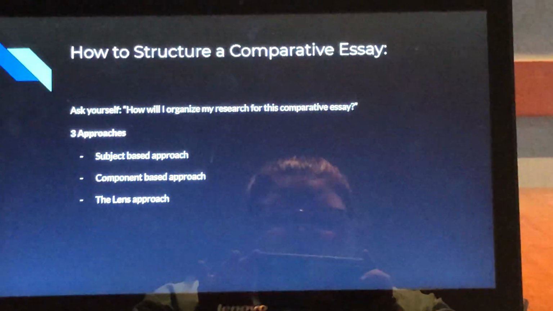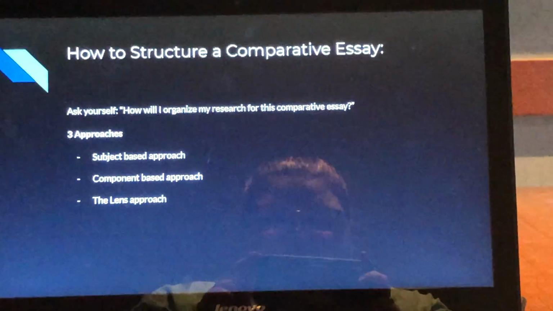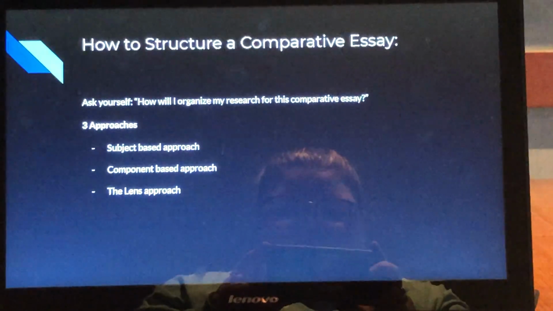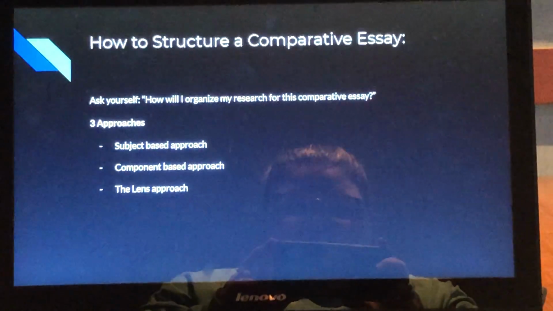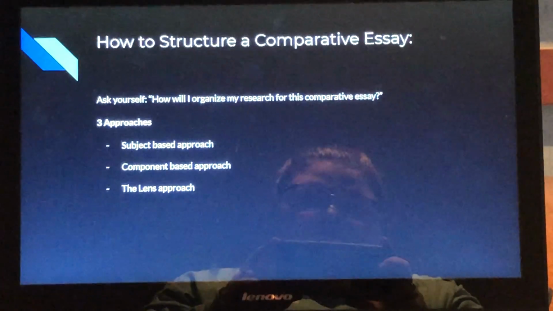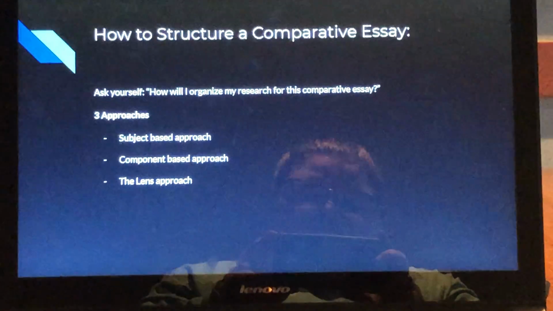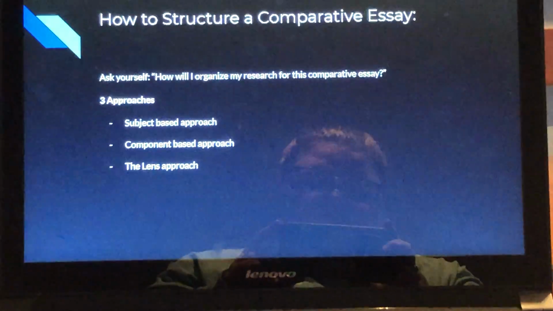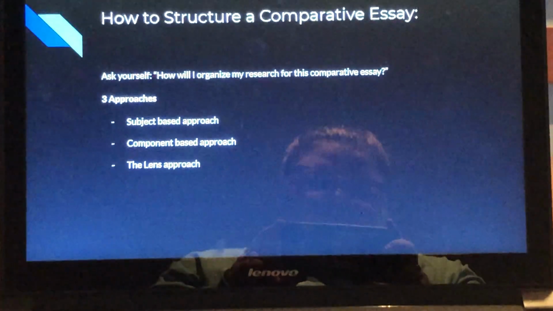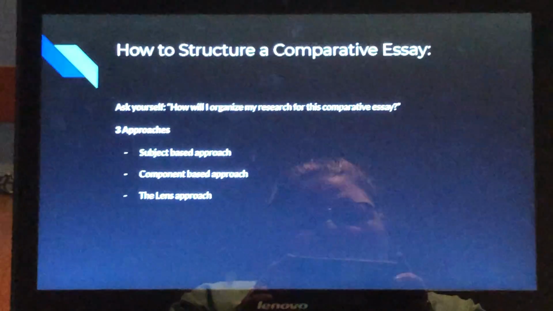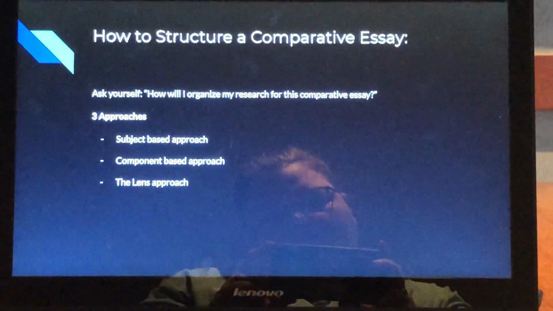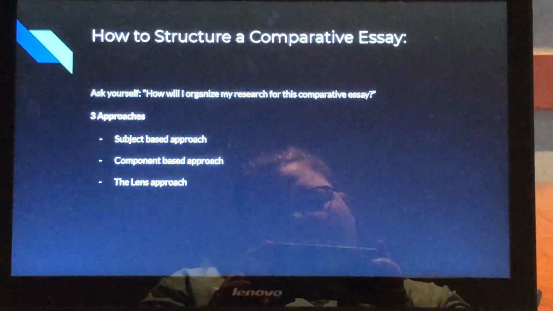For example, let's say you have topic A and topic B in your paper. You don't want to research more on topic A than topic B. And so 3 approaches that you can go about in a comparative essay is the subject-based approach, the component-based approach, and the lens approach. The subject-based approach is basically where you structure your paper talking first about the similarities and differences of topic A and then the similarity and differences of topic B.